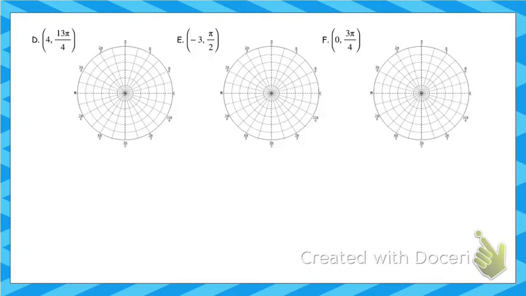All right, let's graph a couple more. So 4 comma 13 pi over 4. Well, again, 13 pi over 4 I don't see. So we're going to find that coterminal angle. We're going to subtract 2 pi. So we're going to subtract 8 pi over 4, which gives us 5 pi over 4. Now, the pi over 4s in this graph paper aren't listed, so I'm going to go ahead and put them on there. They're going to match your unit circle. So 13 pi over 4 is the same as 5 pi over 4. We're going to move 4 rings out. So 1, 2, 3, 4.